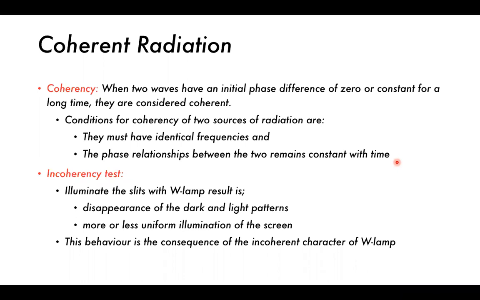But we can also have incoherent radiation. We can test to see if something is incoherent. If we illuminate the slits with a tungsten lamp and the result is the disappearance of the dark and light patterns, or more or less uniform illumination of the screen, then we can see incoherency from a tungsten lamp. This behavior is the consequence of the incoherent character of a tungsten lamp.